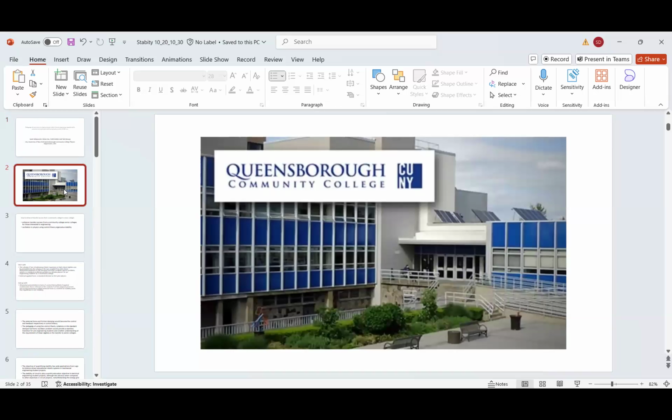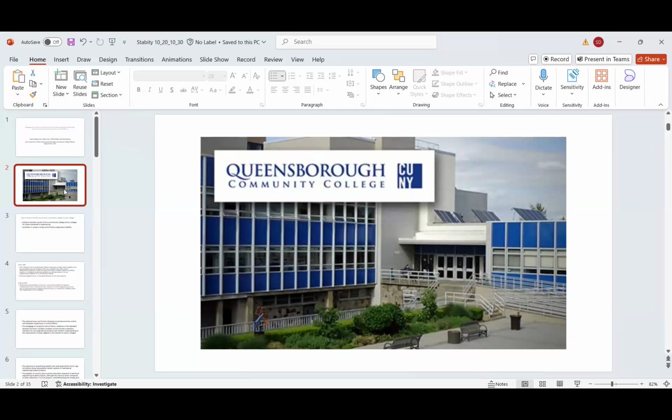I'm from Queensborough Community College. That is a two-year college from the City University of New York system, and we offer associate degrees. After completing associate degrees, students usually move on to complete bachelor's degrees in senior colleges. And during this two-year stay, many students enroll in research programs that help them get into senior colleges.